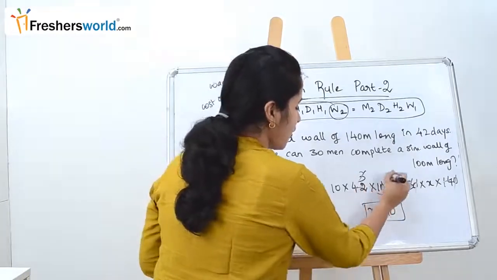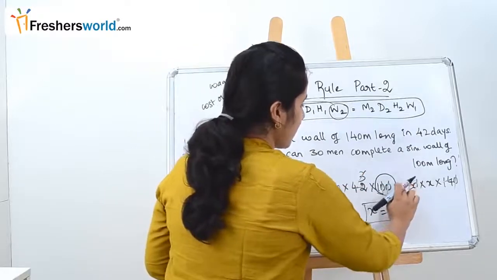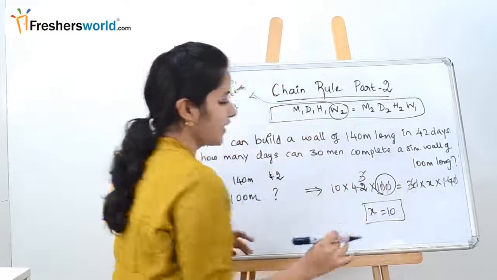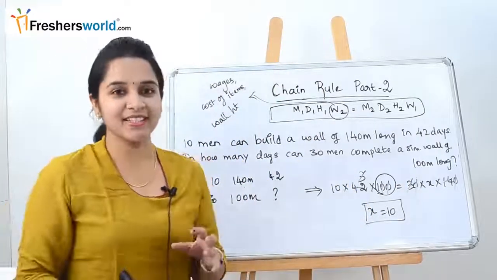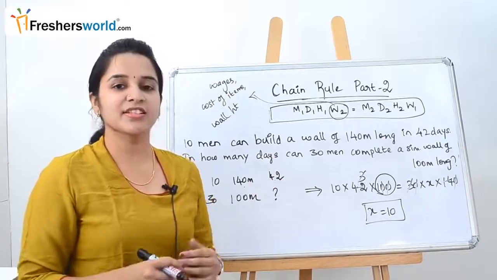Only the height of the wall of the second part of the question comes here, which is nothing but 100 meters long. 140 meters goes to this side of the equation into 30 into X, and you will find the value of X here. So it takes 10 days for 30 men to complete a similar wall of 100 meters long. So let's just solve another sum.